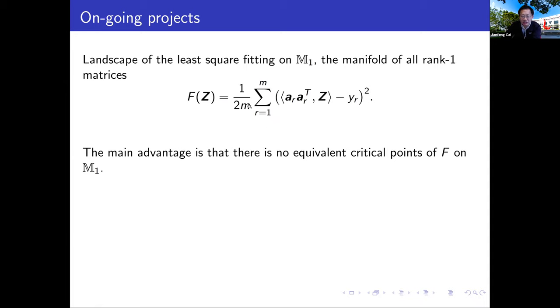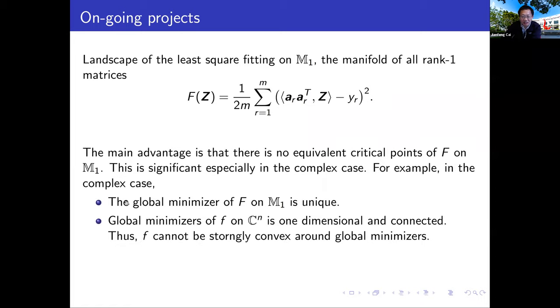But how about the landscape of this capital F(Z) on this M1? Why study this? Because the main advantage is that on the manifold, there are no equivalent critical points of F on the M1. There are two consequences. The first of all is that the global minimizers of this capital F on M1 will be unique.